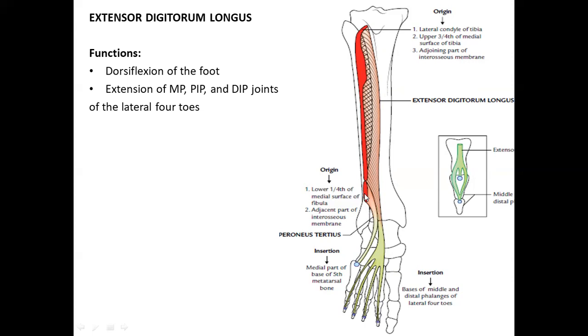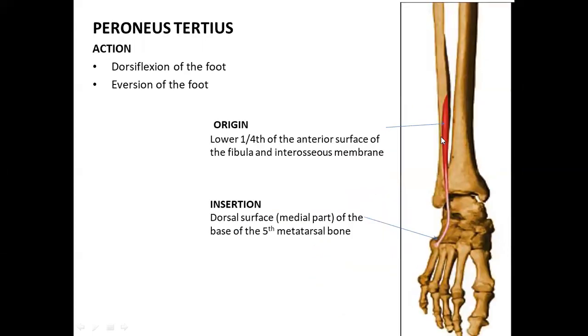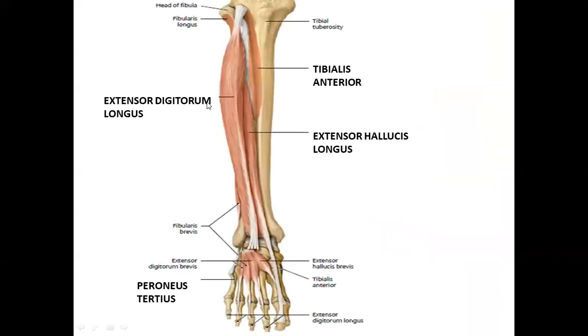Then we have peroneus tertius muscle. The peroneus tertius muscle, it arises from the lower 1/4 of the anterior surface of the fibula and the adjoining interosseous membrane. It is inserted onto the dorsal surface of the base of the fifth metatarsal bone. It causes dorsiflexion of the foot and eversion of the foot. So here in this diagram, we have removed the tibialis anterior muscle. This is showing the origin of the tibialis anterior muscle. Here you can see the extensor hallucis longus, and you can see the extensor digitorum longus, which has been cut, and we have a smaller peroneus tertius here.